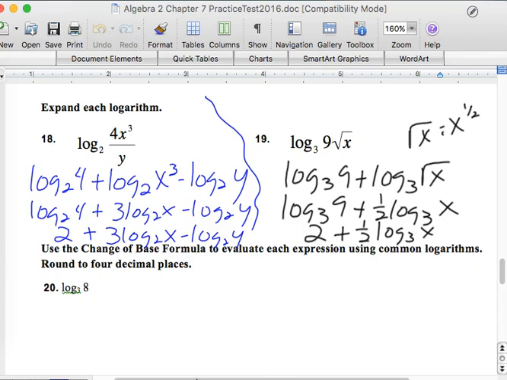All right, this next one really should be no points for it because we're supposed to know how to do this at this point. But just in case, the big thing here is using the change of base formula because that's what the instructions say. You can't just give me an answer. Use the change of base formula to evaluate each expression using common logarithms. So you have to use LOG and round to 4 decimal places. So what do you do? Log 8 divided by log 3. That's the big one right there.